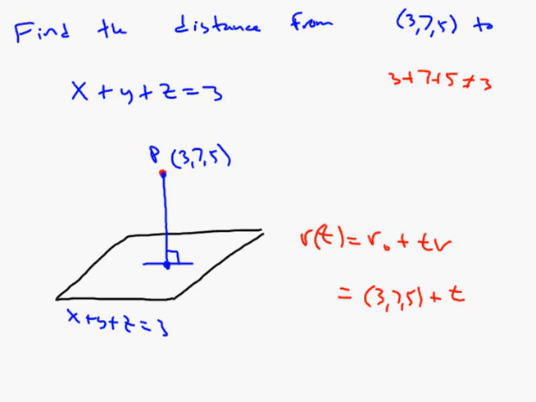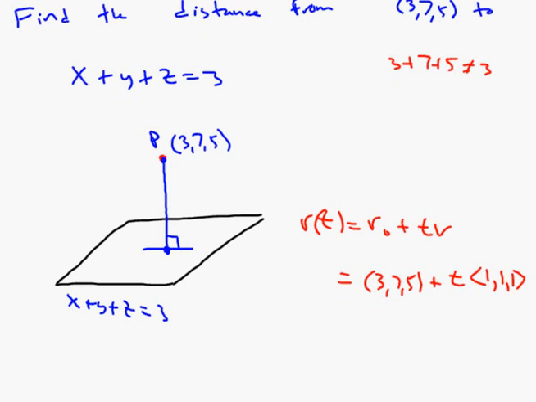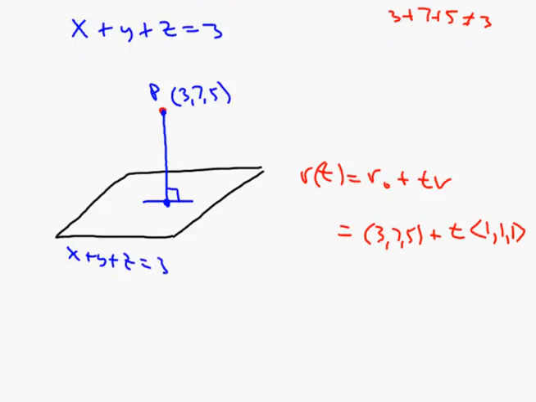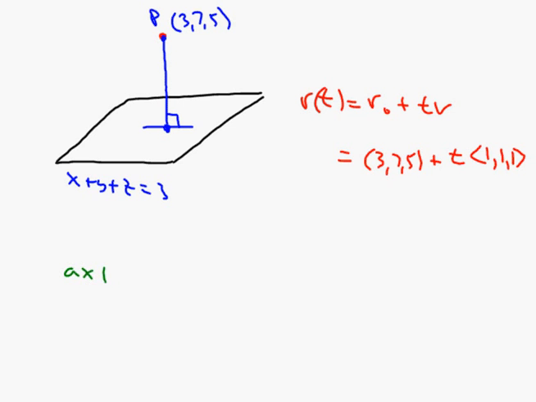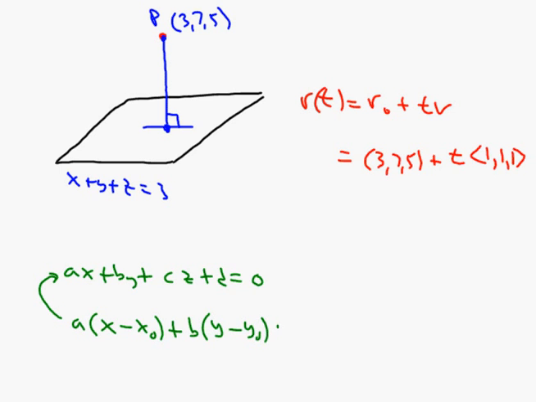The vector is (1, 1, 1), and you might say, oh, how's that? Well, don't forget how you got your equations of planes in general. So generally, the equation of a plane is ax plus by plus cz plus d equals 0. That came as a result of a times (x minus x0) plus b times (y minus y0) plus c times (z minus z0) equals 0.